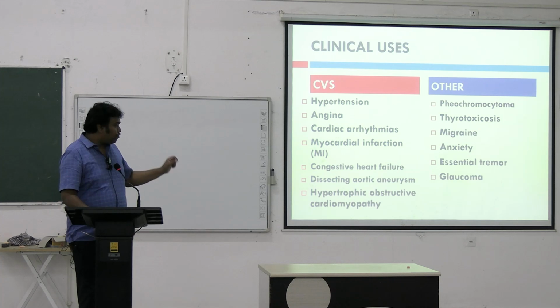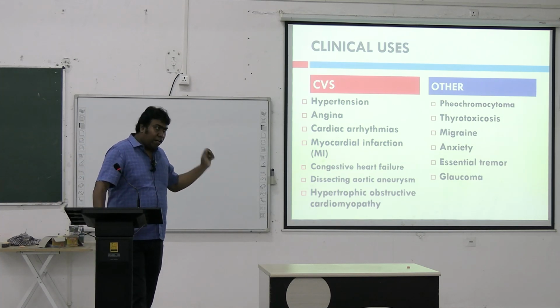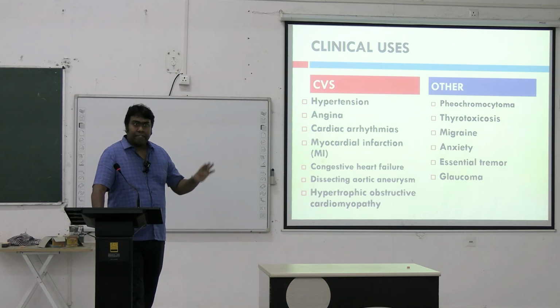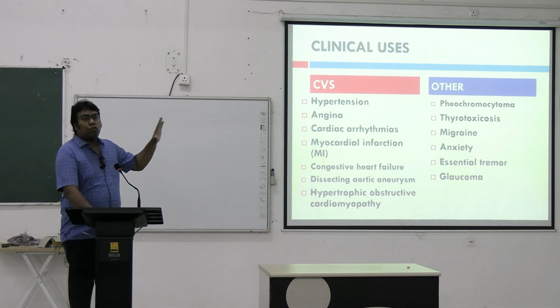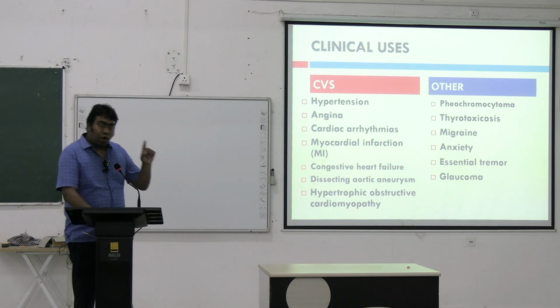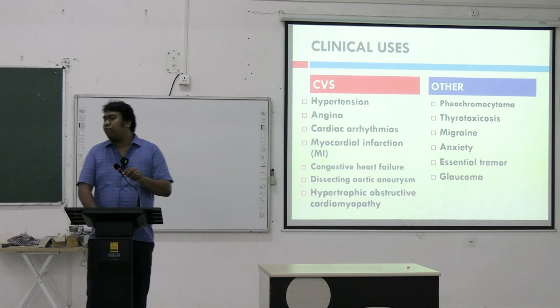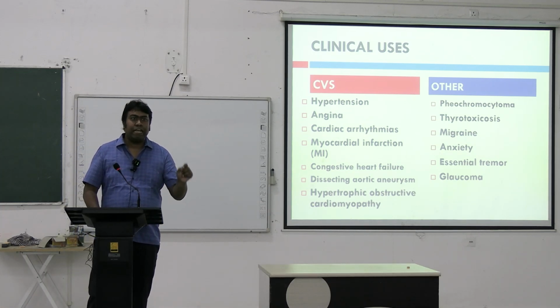One is HOCM, that is hypertrophic obstructive cardiomyopathy, and dissecting aneurysm. These are the cardiac uses of beta blocker. Then there are non-cardiac uses of beta blocker. First one is pheochromocytoma, but not as a first line. First line drug of pheochromocytoma is phenoxybenzamine. It is a non-selective, non-equilibrium type of alpha blocker.